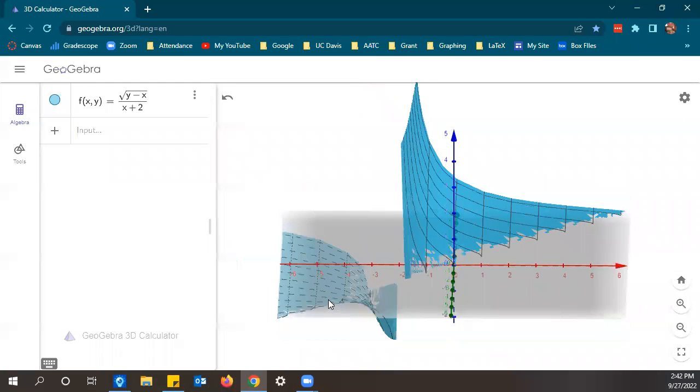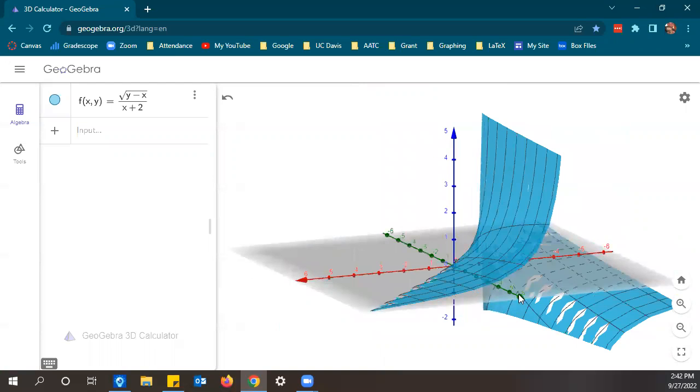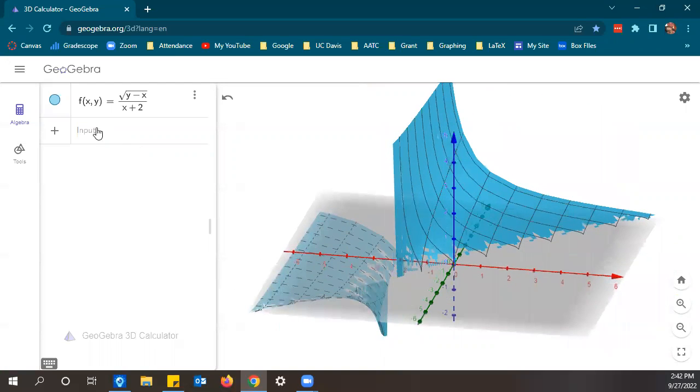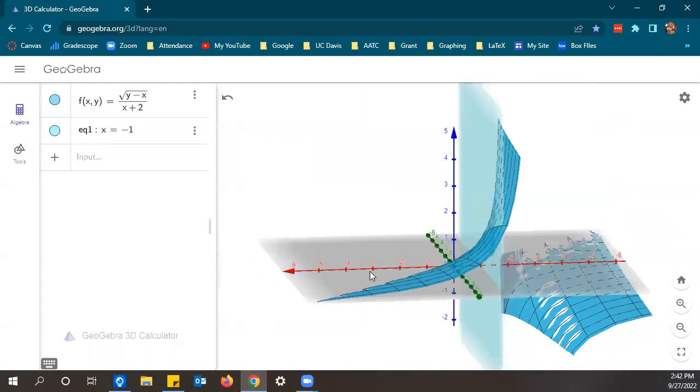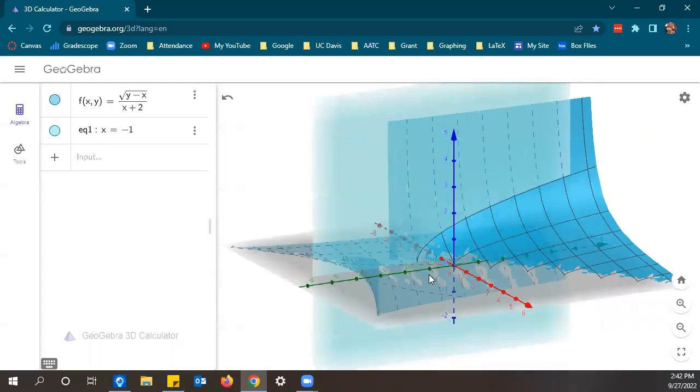So let's take a look at what we've got here. This is the positive x-axis here. This is the positive y-axis over here. So x-axis is red, y-axis is green. And let's give ourselves two more things here. Let's graph the plane x equals -1. Hopefully that might help a little. I think I need a different color. Can we see that? Not super well.